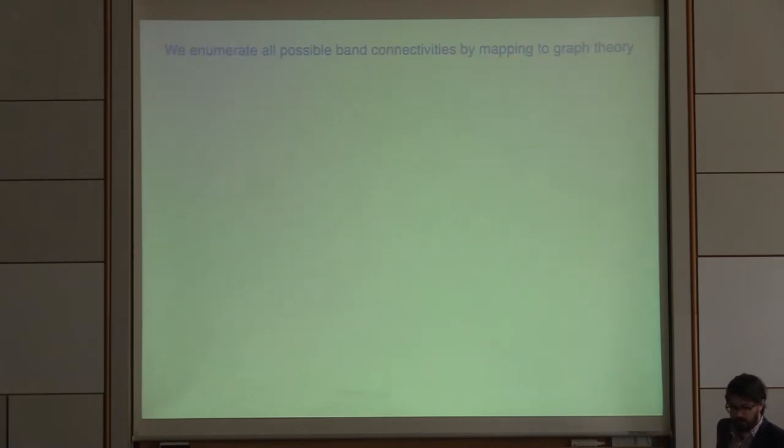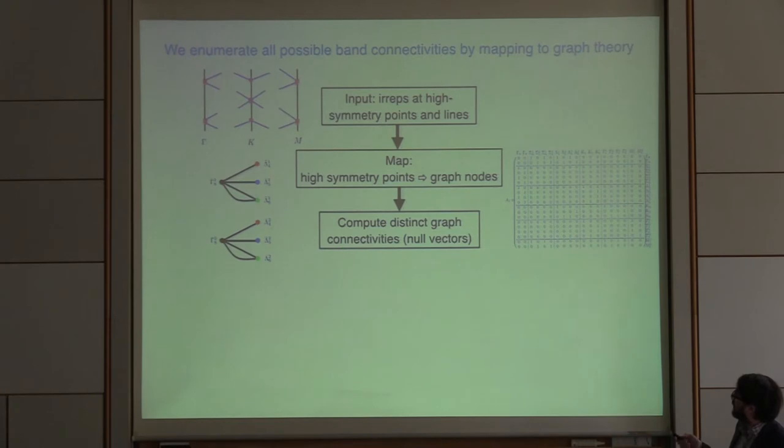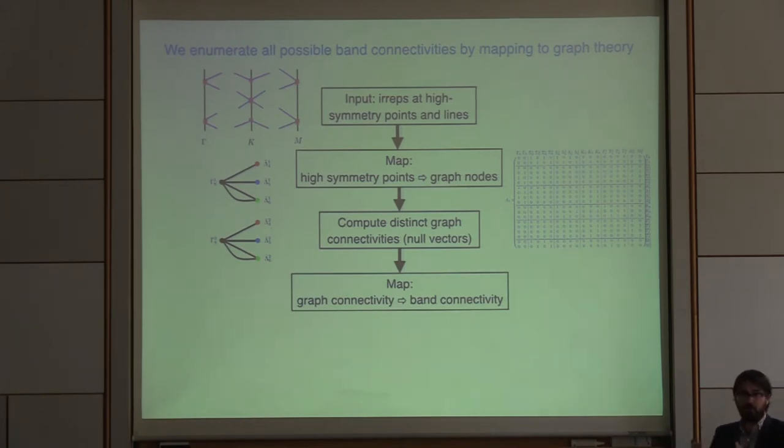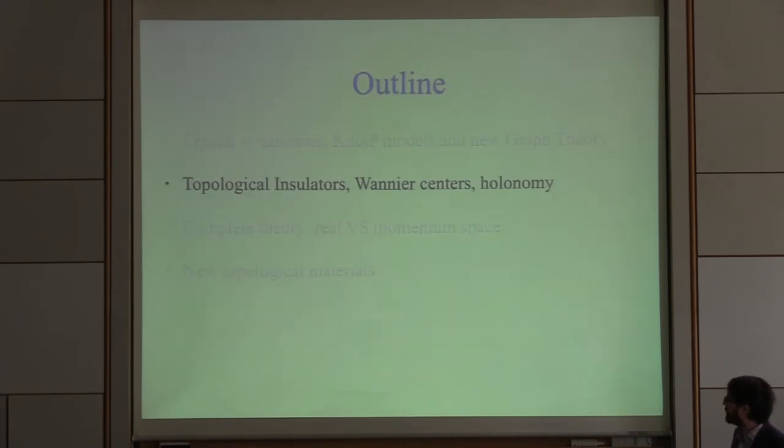Okay, so again, what we've done is we have our input, all the irreducible representations of high symmetry points. We've mapped high symmetry points into graph nodes. We compute the distinct graph connectivities, and now it becomes just a graph theory problem. And we map graph connectivity to actual band connectivity in electronic structure. And the output is the list of distinct band connectivities for all the space groups.